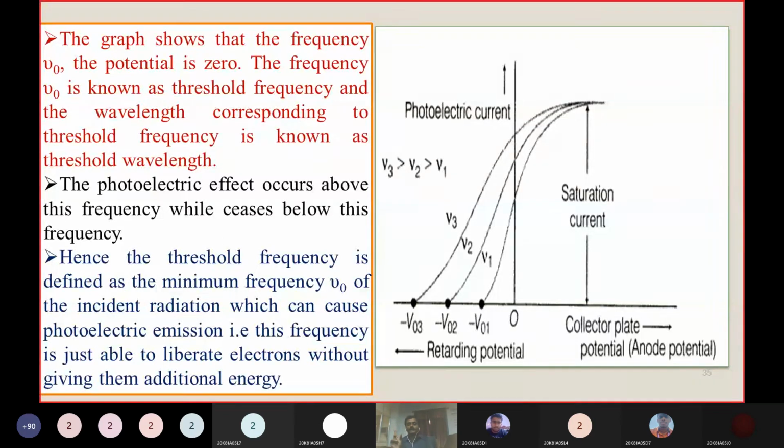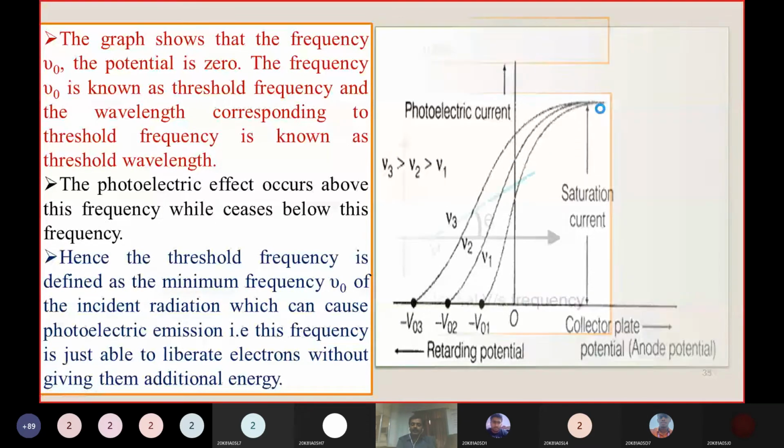Saturation current is constant because if we increase the frequency, the number of electrons does not increase. So the number of electrons are not increasing, that's why the saturation current does not increase, and its value will become constant.